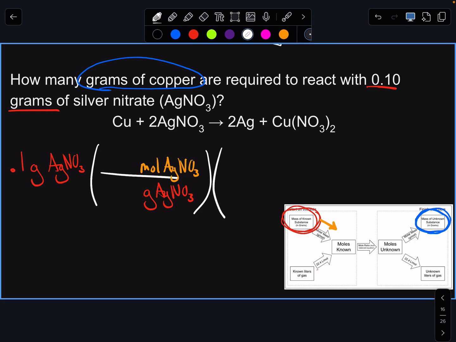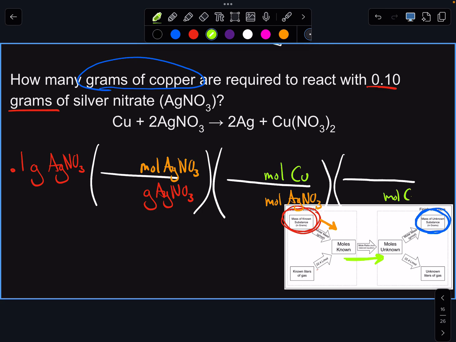So then you're leaving moles of AgNO3. Good. So I'm leaving moles of AgNO3, and I'm traveling to moles of silver nitrate, moles of silver nitrate. I mean moles of copper, which is Cu. We were leaving silver nitrate. Yep, which is just Cu. And then my final step is to leave moles of copper and go to grams of copper.